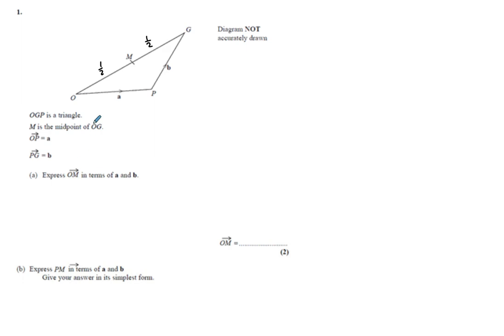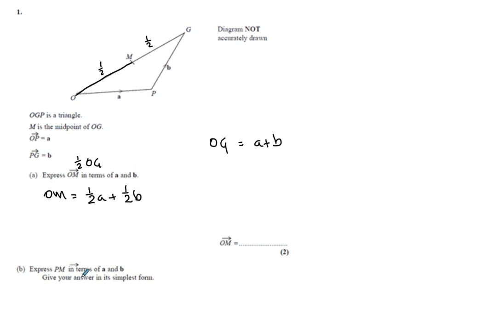So express OM. It's like saying, okay, I'm going to try and find you. And the minute you make that mark, you can see I don't know what OG is. But once I know what OG is, then I can easily find OM. So let's go find OG first. OG, we'll go A plus B. So then you can see OM will be half A plus half B.